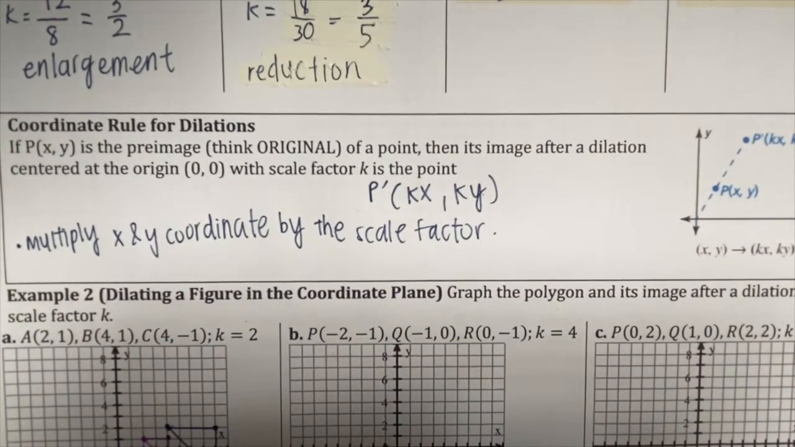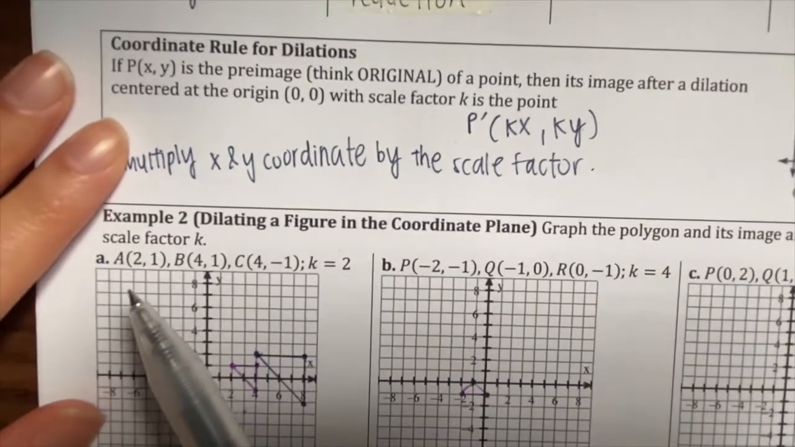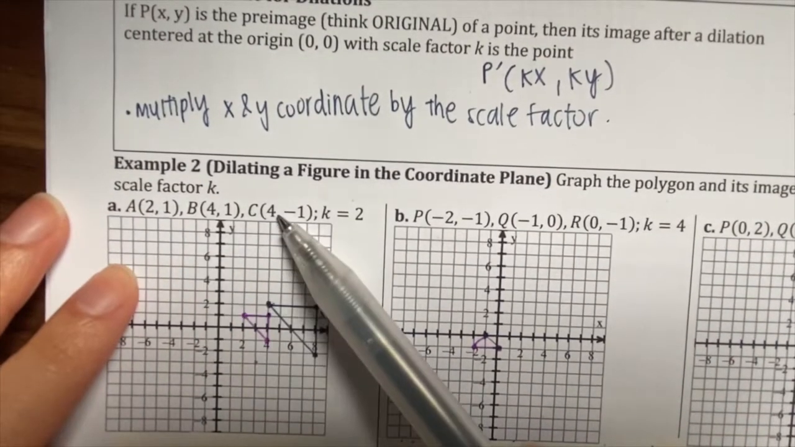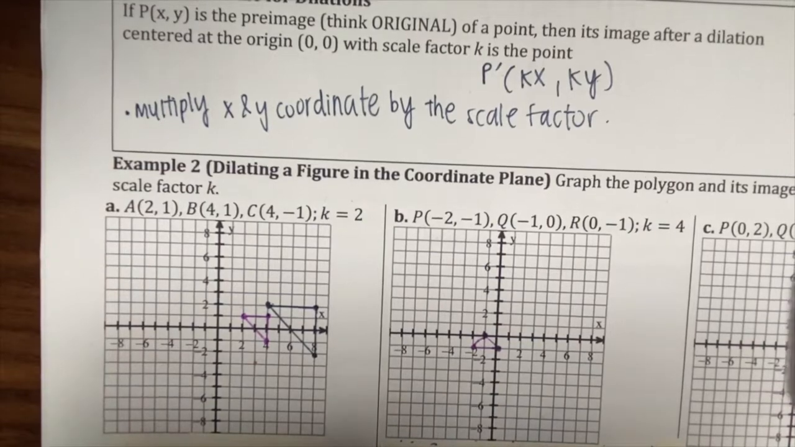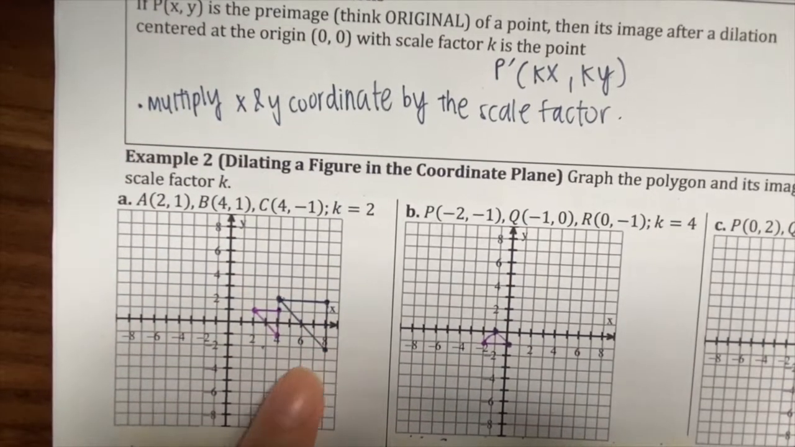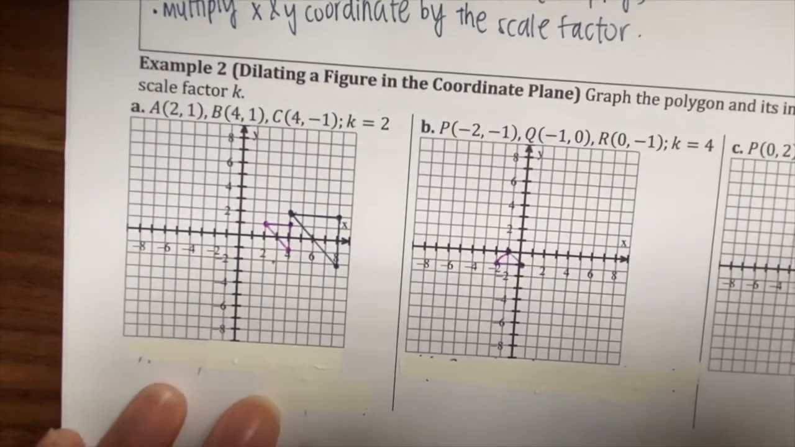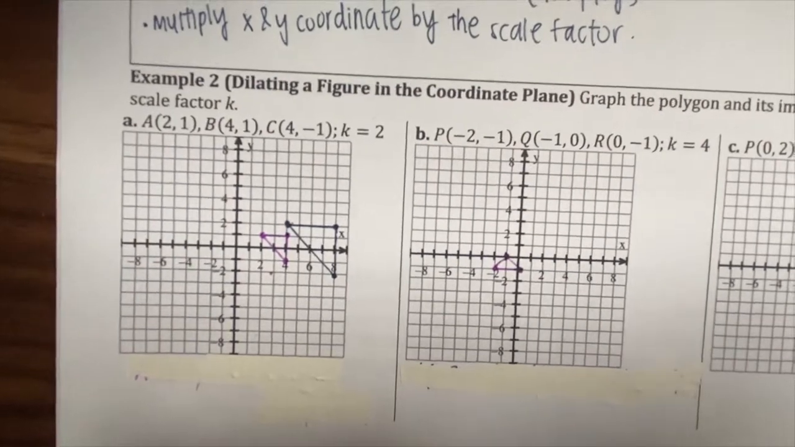All right, so let's go on to our examples where we are going to be dilating a figure in the coordinate plane. You'll be given some vertices of the polygon, and you'll be given a scale factor. So if we're looking over here, we have a triangle ABC with these points and a scale factor of 2. So again, pardon that it's already graphed. This occurred when I forgot to press record, but I'm going to show you how to get those points.